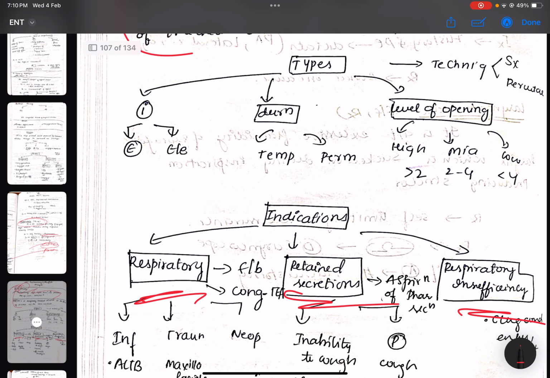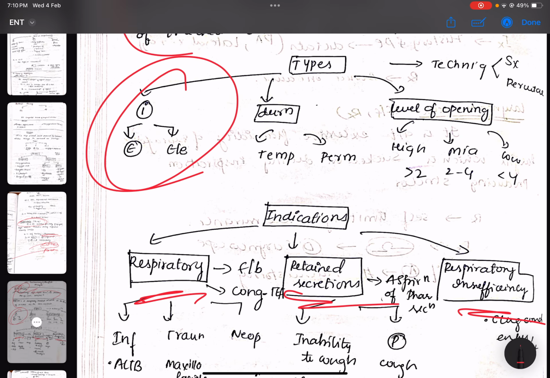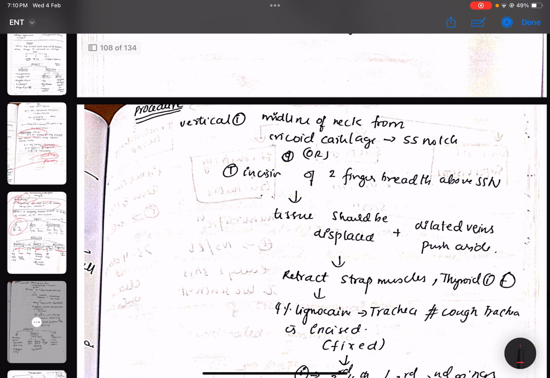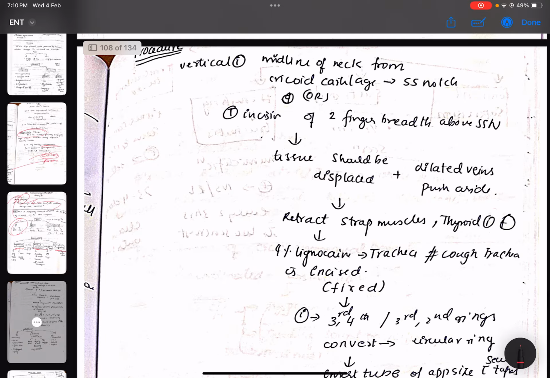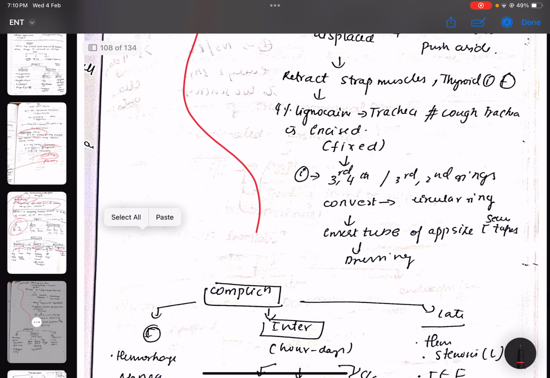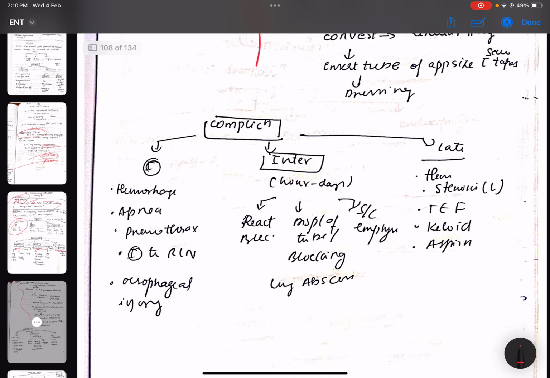Again, the major types which we all discuss are elective or emergency. Again, the two also have different techniques. If it's an elective, obviously you have to go for a vertical incision, but if it's an emergency, you have a different, horizontal one. But make sure you know the procedures also accordingly. How do you do it, where do you cut, and what do you insert, and complications of it. The major important thing people forget in complications is stenosis, okay, and TEF.